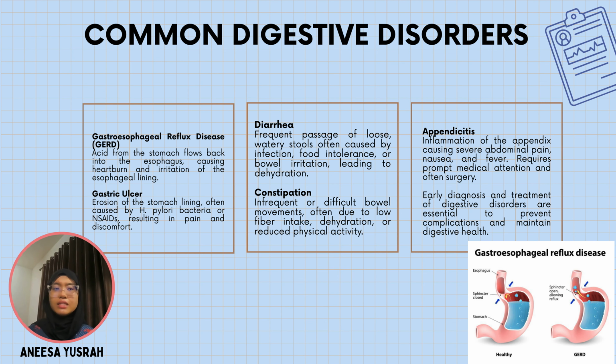Okay, in this slide, it is about common digestive disorders. Several disorders can affect the digestive system. One common disorder is gastroesophageal reflux disease, or GERD, which occurs when stomach acid flows back into the esophagus, causing heartburn. Another condition is a gastric ulcer, which is an open sore that develops in the lining of the stomach. Symptoms may include stomach pain and discomfort. The next one is constipation, which is also common and occurs when bowel movements are infrequent or difficult to pass.